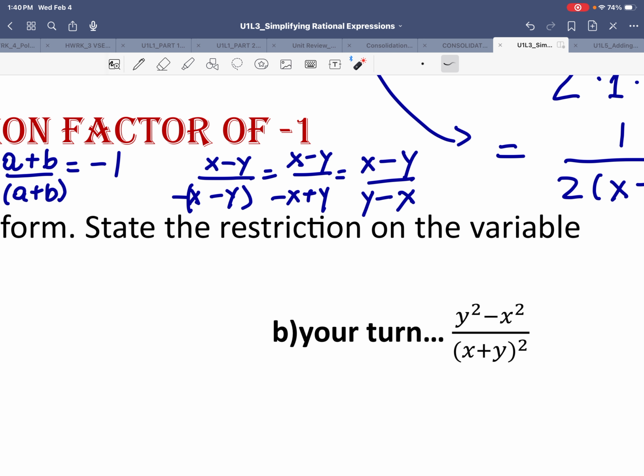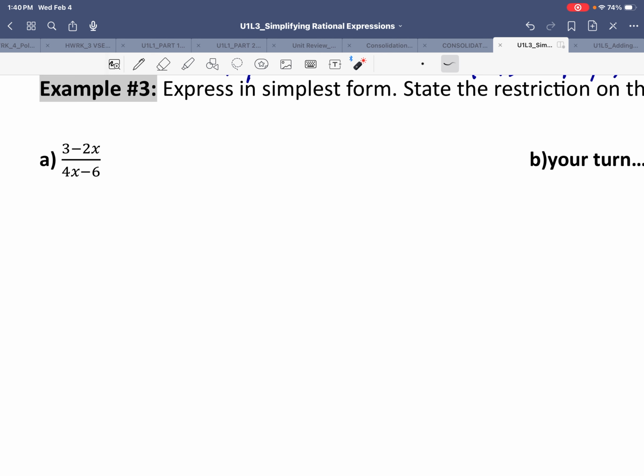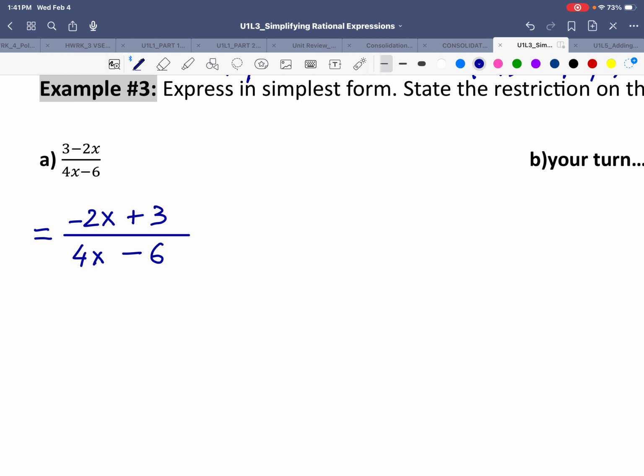So why do we need to do this? It makes the simplification process a lot easier. So let's take a look at an example. So what you see in here is 3 minus 2x over 4x minus 6. And what I see that is not really very common here is that the terms in the numerator are arranged from constant and then to higher degree. So I would rearrange the terms from highest to lowest degree, which means the x term will be first, and then we have plus 3, and then in the denominator we have 4x minus 6.